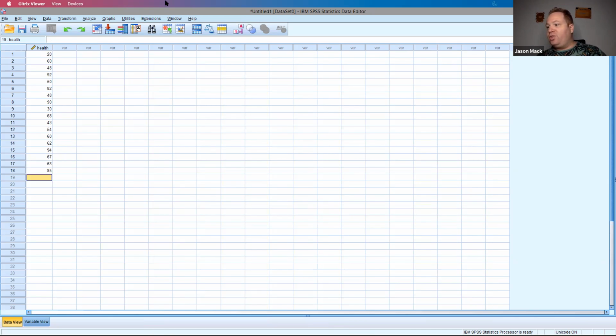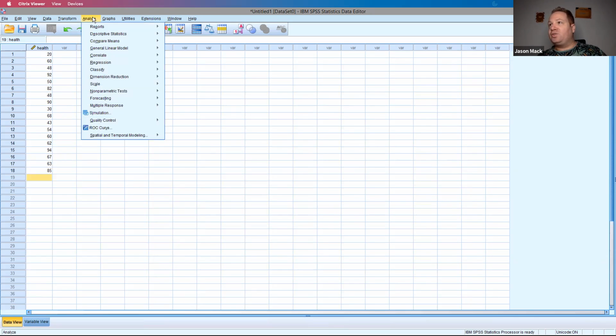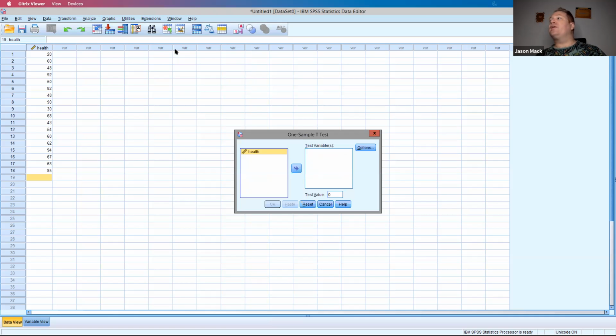Okay, so then we're going to go to the menu bar. We're going to click on Analyze right here, and then click on Compare Means. And then we are going to go to the one sample t-test like that right there. And then you're going to get a nice pop-up.